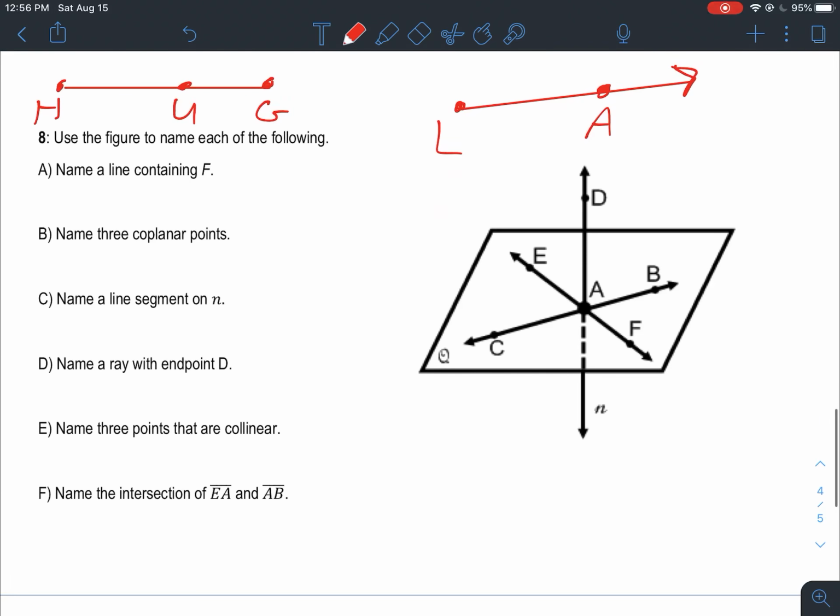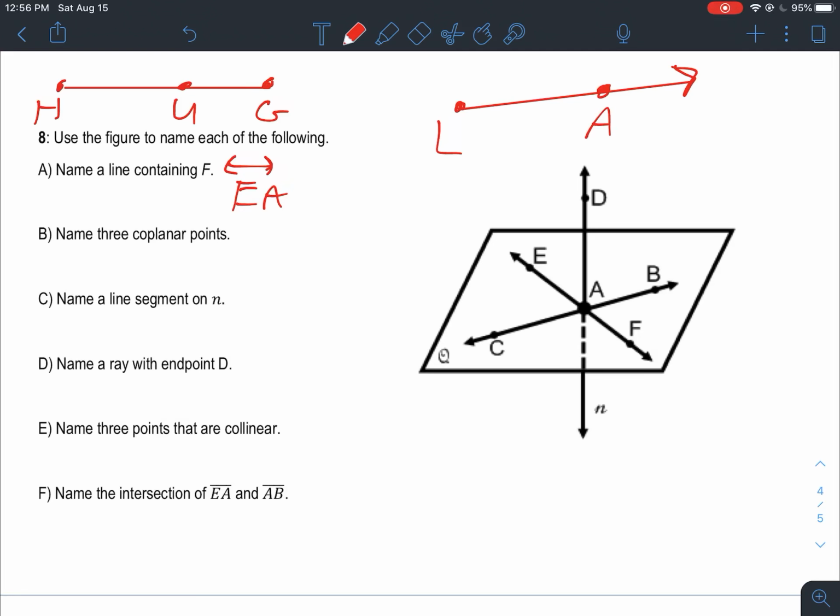Okay, number 8, name a line containing F. Well, here's that line. There's a lot of ways to name it. Pick out 2 letters, E, A, or F, and write them down. Just 2 of them. So one example answer is EA. You could also write EF or AE or FA or FE. Any of those would work.